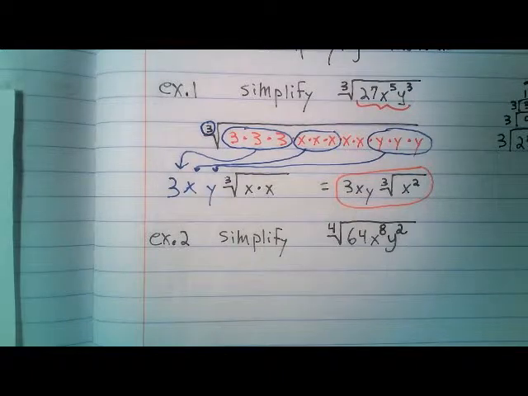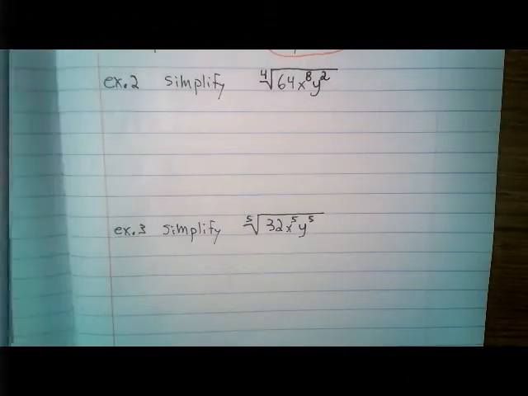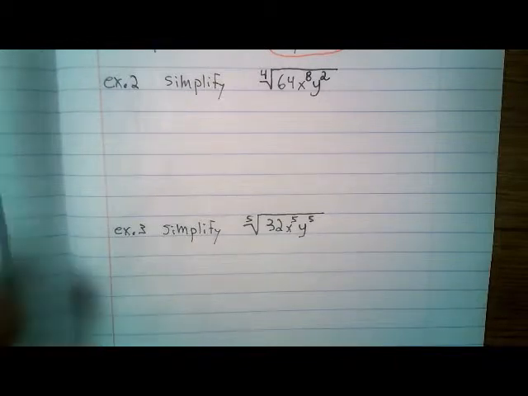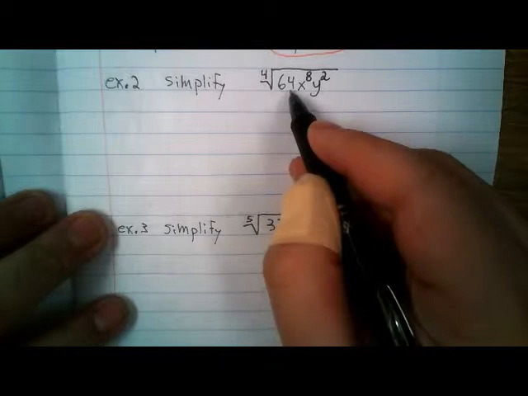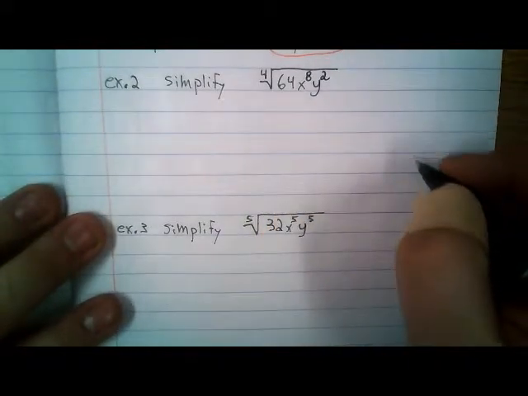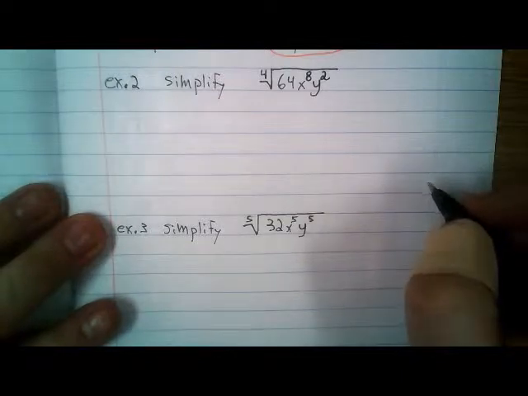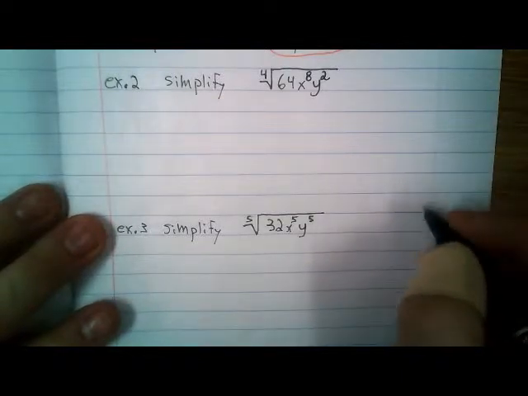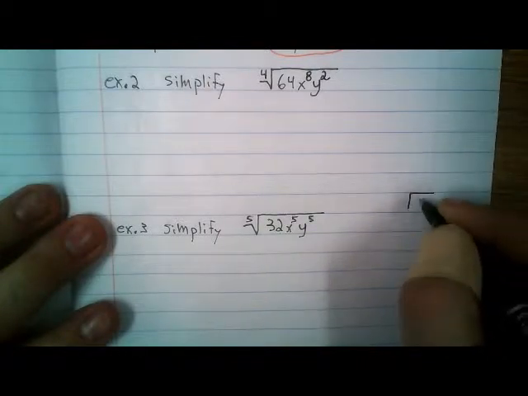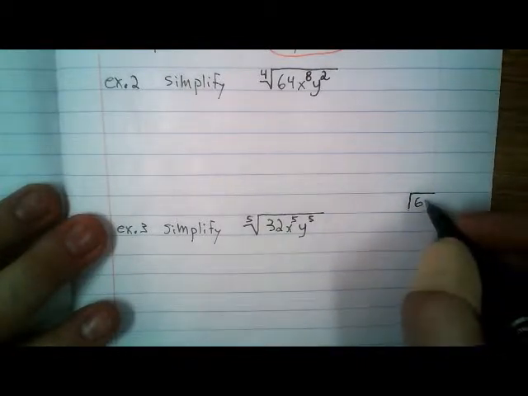And so we'll keep going with example 2. For example 2, we're finding the fourth root of 64x to the 8th y squared. So again, my first step says to write the prime factorization of that radicand. So I need to know the prime factorization of 64. So I'm going to use the birthday cake method. Again, you're free to use whatever method you want, but I have a feeling this one's going to be pretty lengthy, so I'm going to start down here.